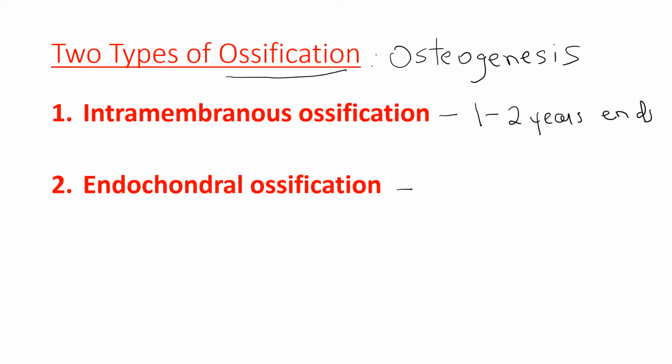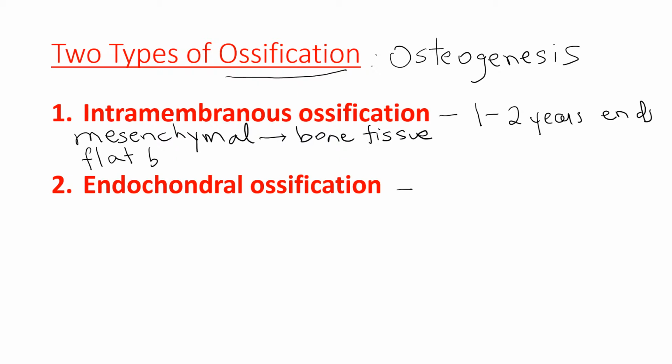Intramembranous ossification converts embryonic mesenchymal tissue into bone tissue. The types of bones made by this mechanism are flat bones, bones of the skull, part of the mandible, and the epiphyseal ends of the clavicles.